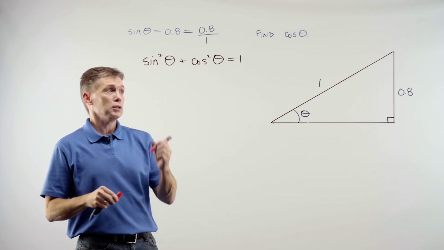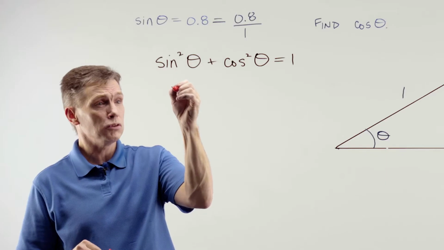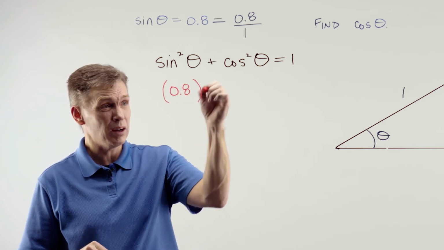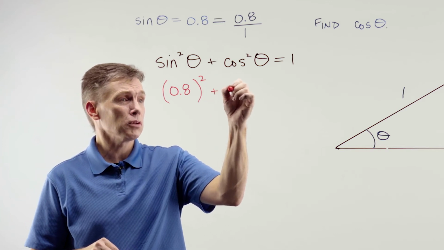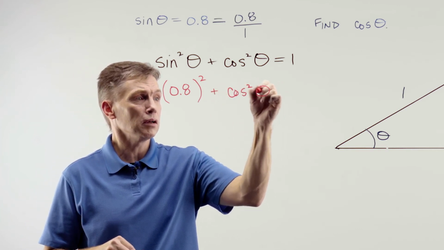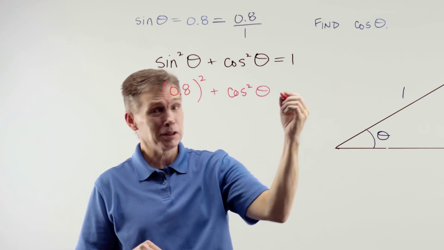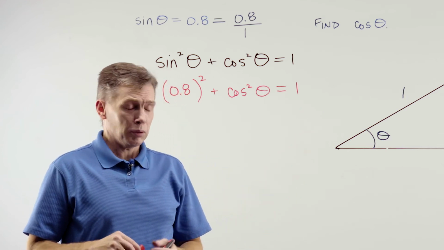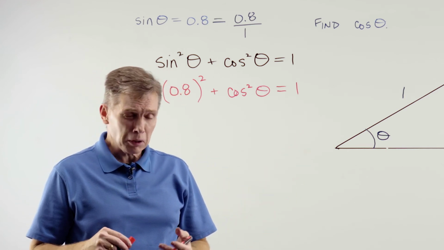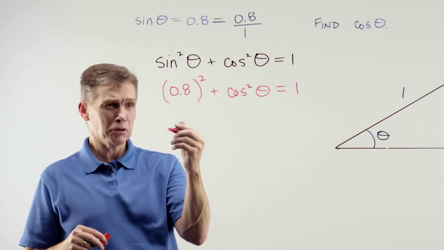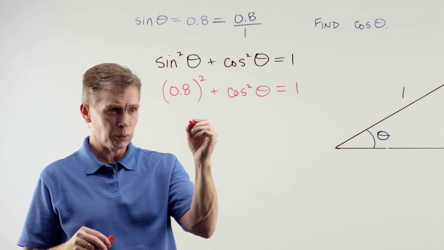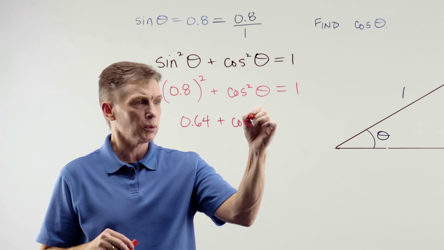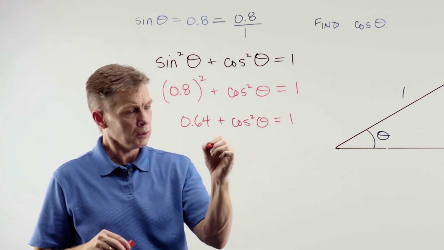So let's see. Sine is given to us. That was the 0.8. So 0.8, don't forget that that's squared in this identity, plus cosine squared of theta, which is kind of what I'm looking for, right? Kind of only because I'm going to have to do a square root, equals 1. Now it's algebra, and there's a decimal involved. You can grab a calculator if you need to. This one's not too bad. 0.8 squared would be 0.64 plus cosine squared of theta equals 1.